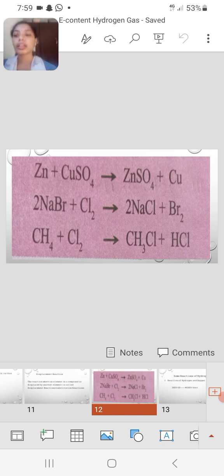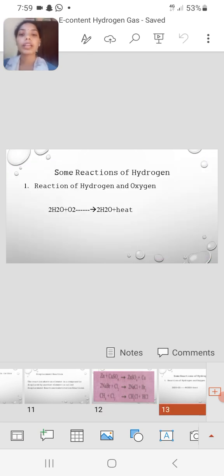Next, we check some other reactions of hydrogen. First is the reaction of hydrogen and oxygen. Hydrogen burns in oxygen to form water. This is an exothermic reaction. The chemical equation of the reaction is 2H2 plus O2 gives 2H2O plus heat.